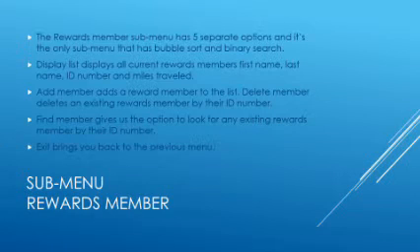The rewards member submenu has 5 separate options, and it's the only submenu that has bubble sort and binary search. Display lists all current rewards members, first name, last name, ID number, and miles traveled. Add member adds a rewards member to the list. Delete member deletes an existing rewards member by their ID number. Find member gives us the option to look for any existing rewards member by their ID. Exit brings you back to the previous menu.